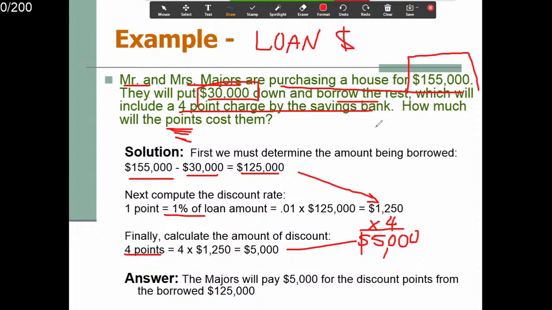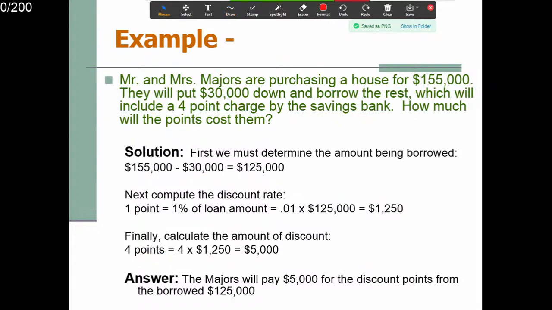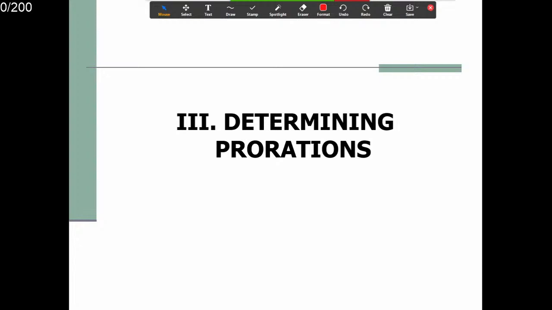Okay, the cost Mr. and Mrs. Majors $5,000 to do the loan. Okay, 唯一你又算，right？他借款额度是多少，right？买房子的价钱是15万5，他首付是3万块，所以你减掉首付，他又借银行12万5，一个点1个 percent 12万5就是1250，它的有4个点，你就乘了4，OK，然后呢就是5000块了，他要花5000块去做这个贷款。Alright, determine proration, okay?